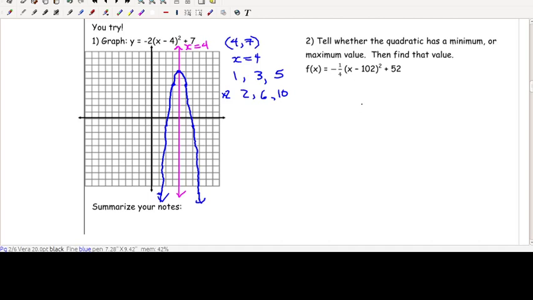All right, number 2, tell whether the quadratic has a minimum or a maximum value, then find that value. So again, minimum or maximum depends upon a, so this has an a of negative 1/4, so I'm going to be flipped over, which is going to mean I have a maximum. So maximum of, and again, that depends on my y value, so even though it moved 102 to the right, doesn't matter, it's moved 52 up, and that's going to determine my maximum value of 52. All right, now it's your turn. Go get them.